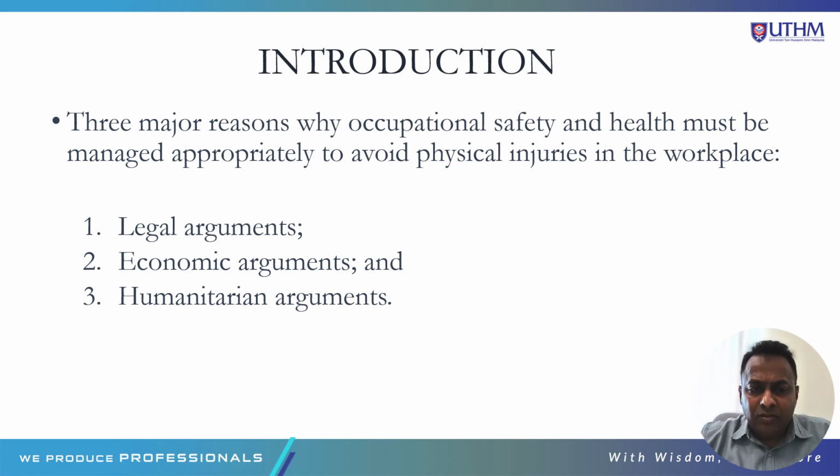So as an introduction, there are three major reasons why occupational safety and health must be managed appropriately to avoid physical injuries in the workplace. One is the legal argument, the economic argument, and the humanitarian argument.